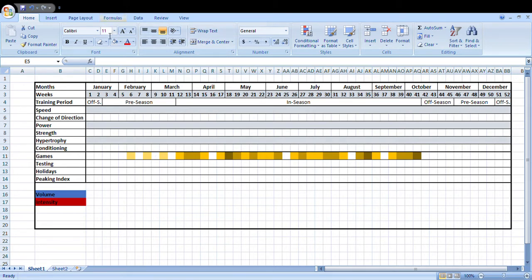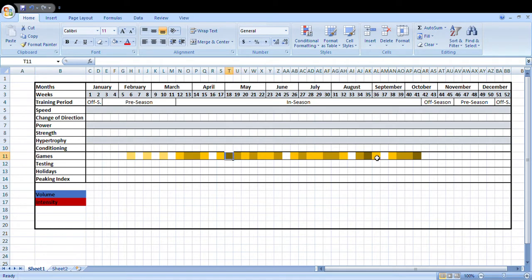One thing to note is that these games here, the lighter colors, light yellow, are practice games in the preseason. These very bright yellow are regular season games. And these darker squares, and these ones that are even darker, basically indicate importance. The darker it is, the more important the game is, and the more fresh they have to be.